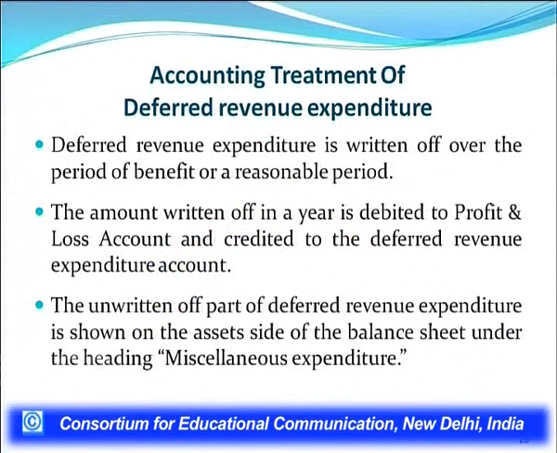Now, the question arises, what about the unwritten off amount? The unwritten off amount is normally shown in the balance sheet under the miscellaneous expenditure heading on the asset side, in case of proprietorship and partnership forms. In case of companies, this miscellaneous expenditure is considered as other non-current asset, because it will be written off over more than 1 year. So, it is the other non-current asset.